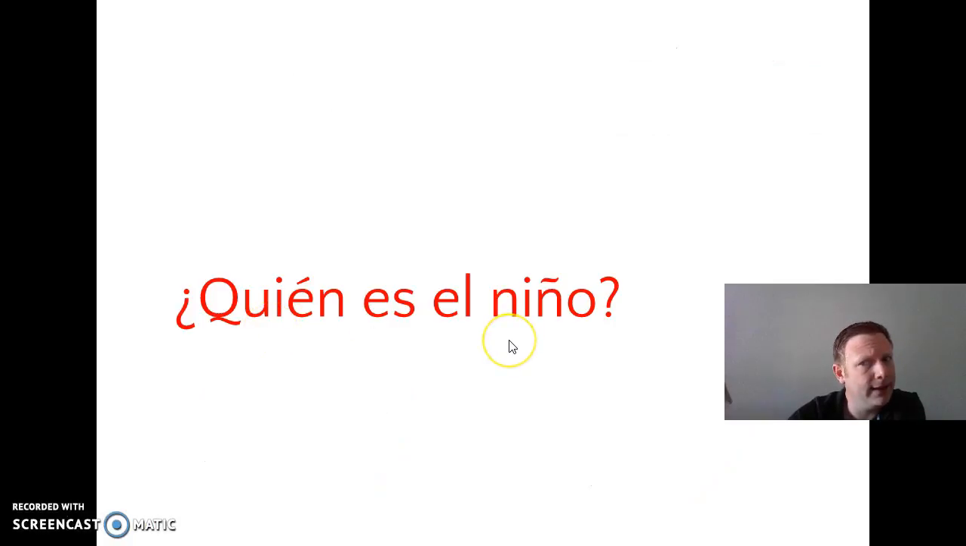¿Quién es el niño? ¿Miguel es el niño? No. ¿Julio es el niño? No. ¿Eduardo es el niño? Sí.